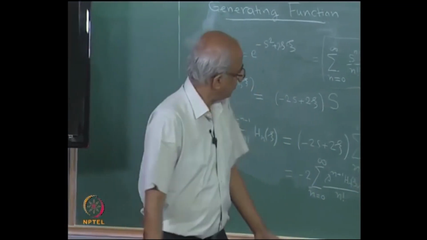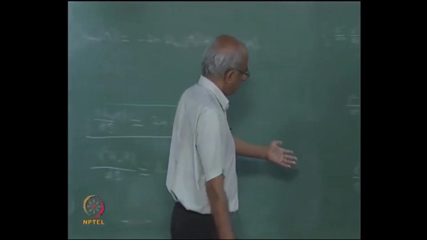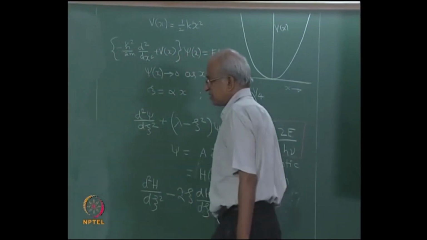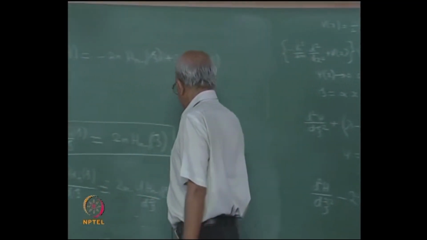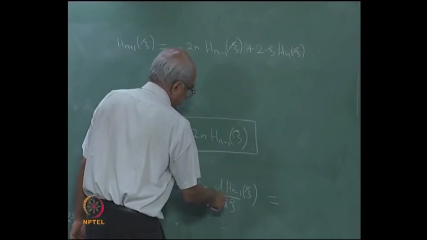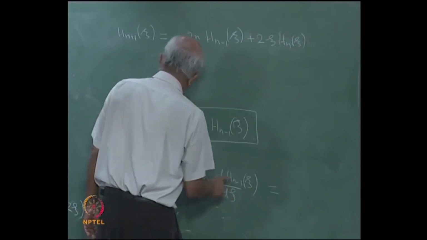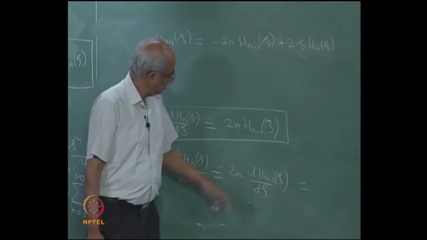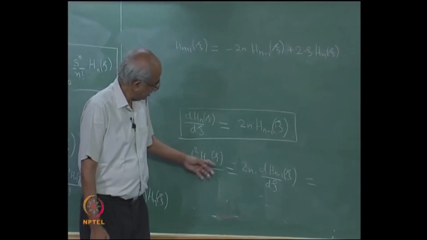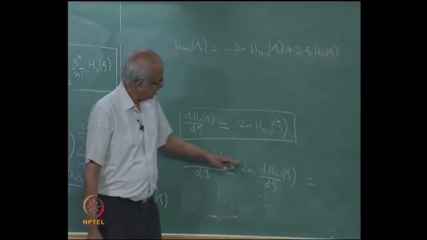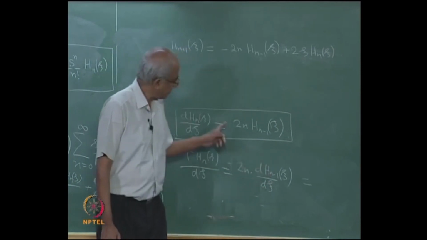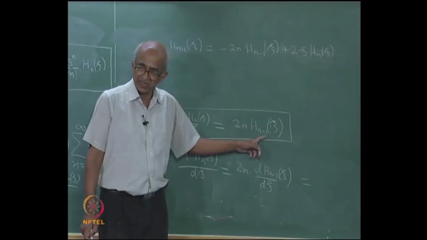I give you the reason for doing this. I want to get the second derivative of hn, because the second derivative is there in this differential equation. If you are interested in the second derivative of a Hermite polynomial, it is now related to the first derivative of the Hermite polynomial, but the first derivative itself can be written in terms of a Hermite polynomial.